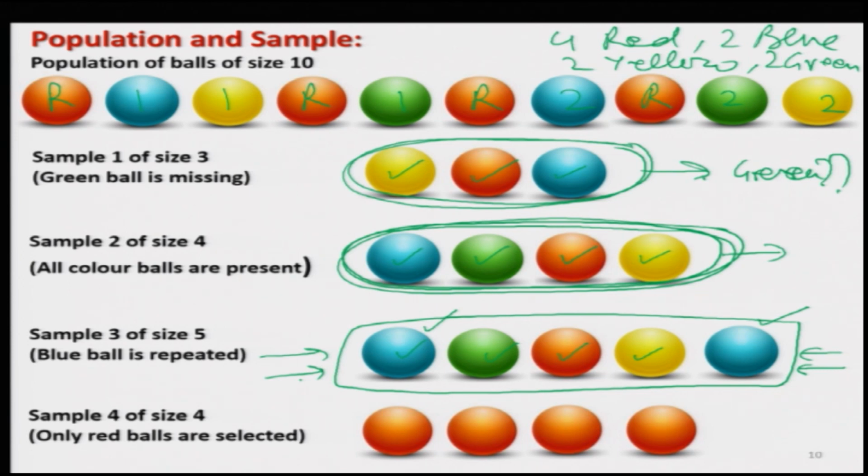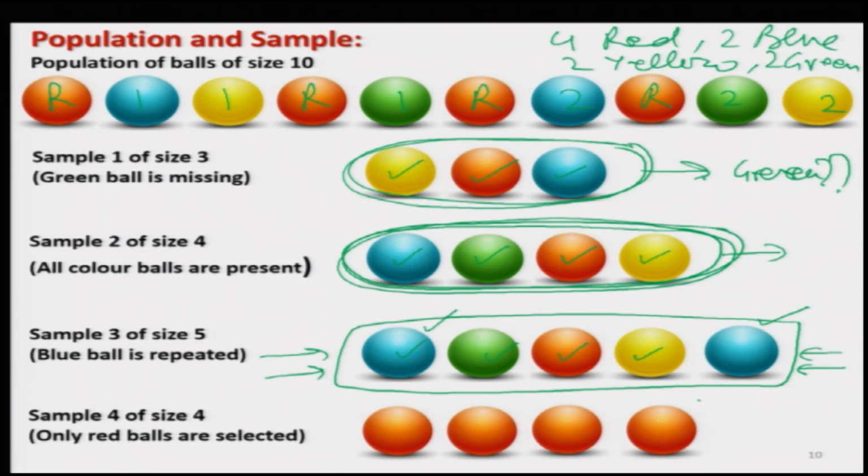It is not actually correct, because there are 4 red color balls, and all other balls, like blue, yellow or green, are only 2 in number. So, up to a certain extent this is representative, but it is not 100% representative.